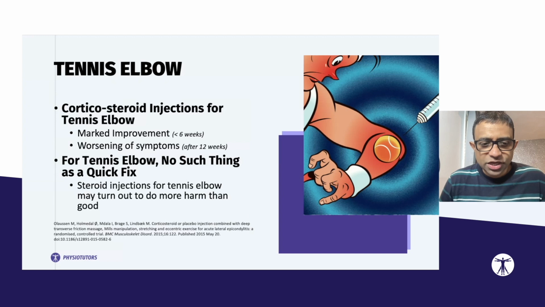We know that corticosteroids lead to quick immediate changes. So patients who have steroid injections from primary care tend to report that they're really better in 4 to 6 weeks, but we know that it leads to worsening, and at 1 year they're worse off than with no treatment at all.